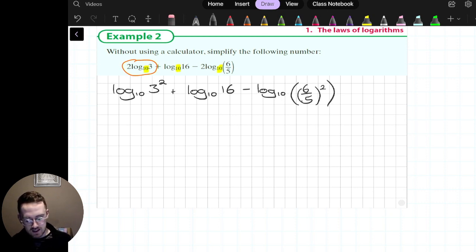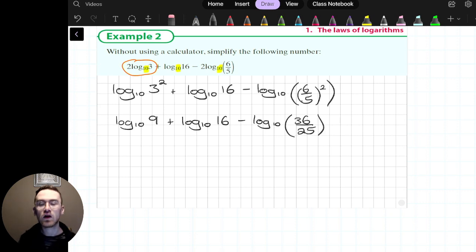Okay, on the next line, let's tidy those up a little bit. So it becomes log to the base 10 of 9 plus log to the base 10 of 16 minus log to the base 10 of 36 over 25. Okay, so there are a few things we can do at this point. What we might decide to do is work with this left-hand side, where we see this addition. That seems like a good place to start, so let's have a go at that.